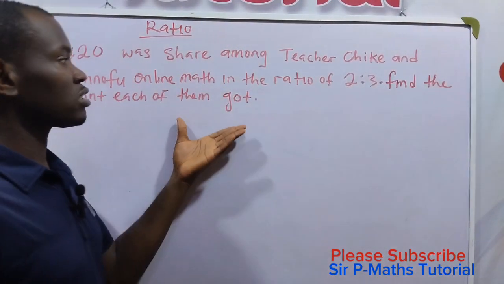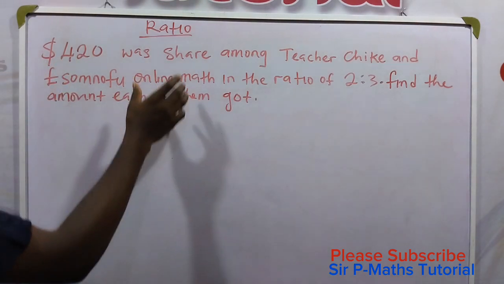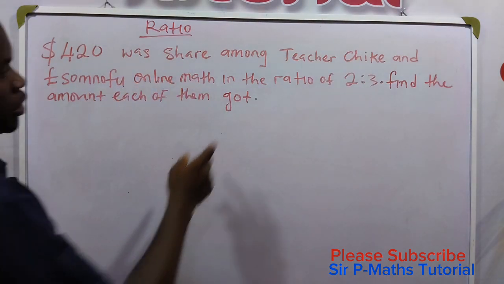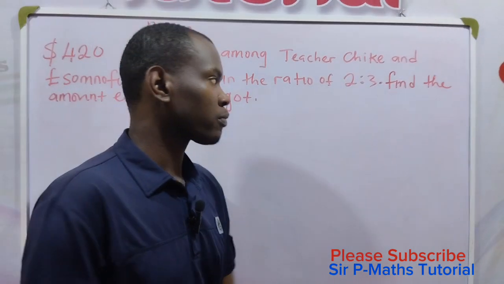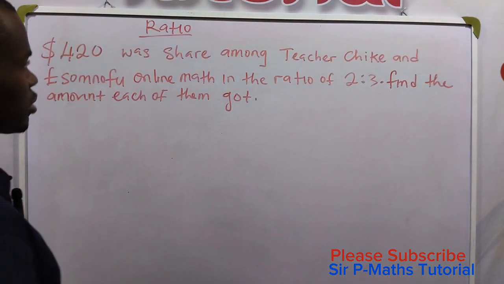We want to solve this interesting math question on ratio. $420 was shared among Teacher Chike and Esomnofo online math in the ratio of 2:3. Find the amount each of them got, alright?